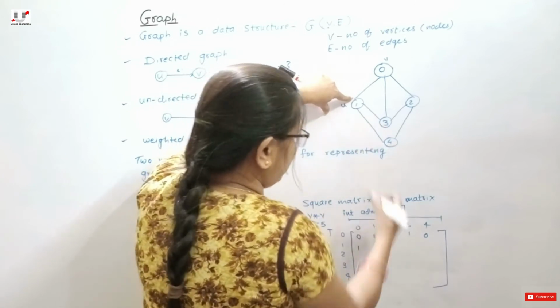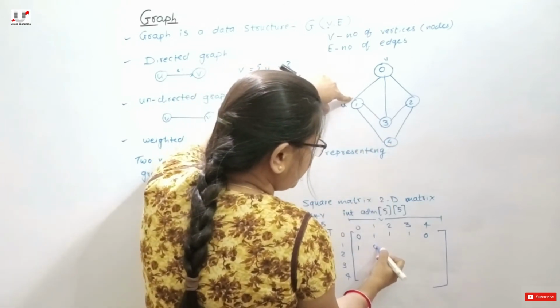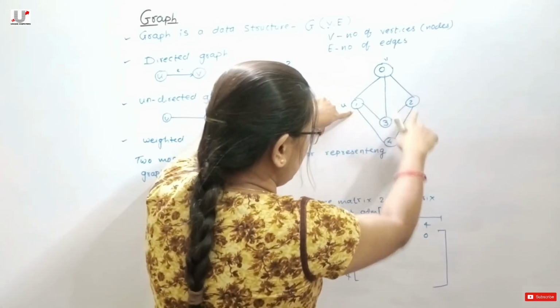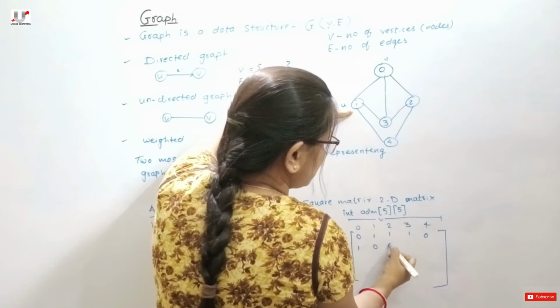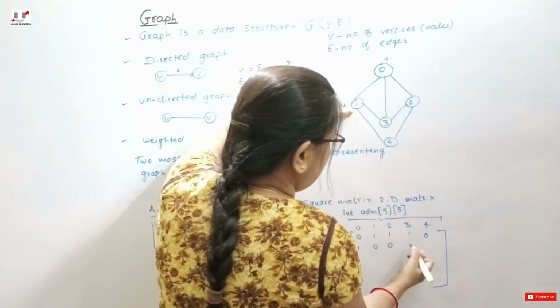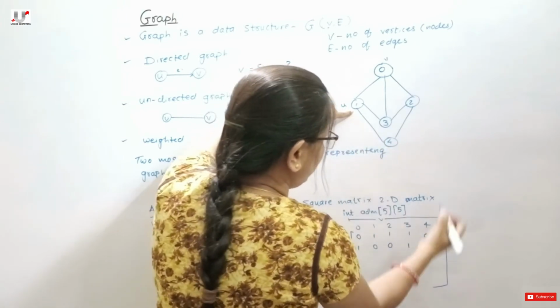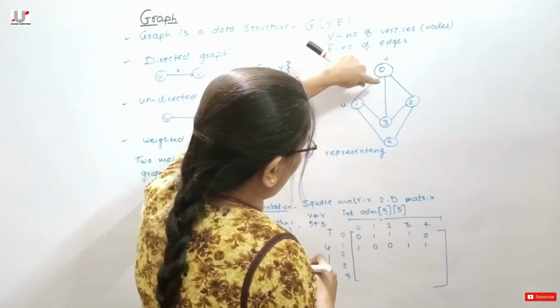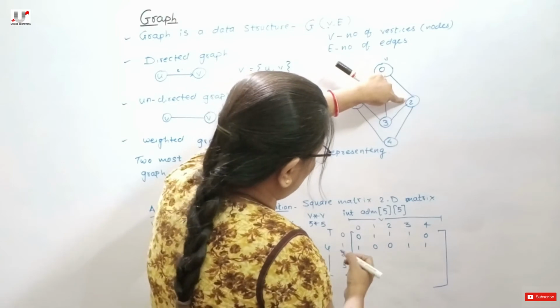Then from 1 to 1, as there is no self loop, specify 0. From 1 to 2, there is no direct edge, so 0. From 1 to 3, yes, there is an edge. From 1 to 4, yes, there is an edge. Repeat the same for node 2.